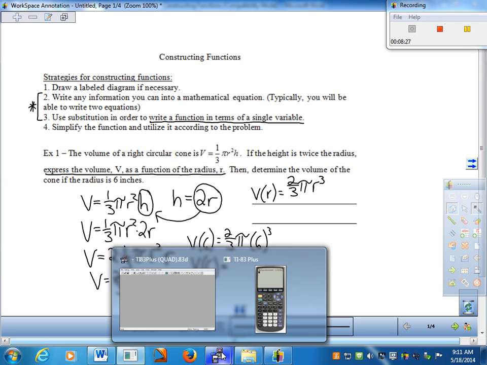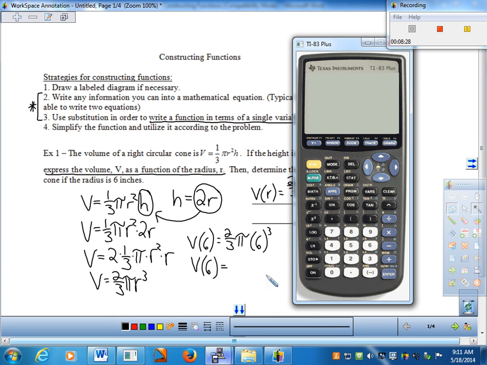If you guys can do the same, that would be ideal. And let's see what we've got going on here. So 2/3 pi times the 6 cubed. So we can just rush this calculation right here. Here's my 2/3 pi, and then times 6 cubed. That should do it. And you see we get about 452 and change.